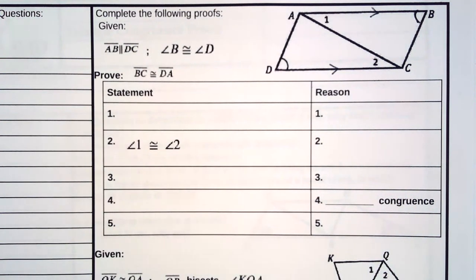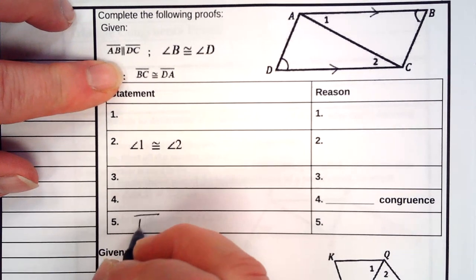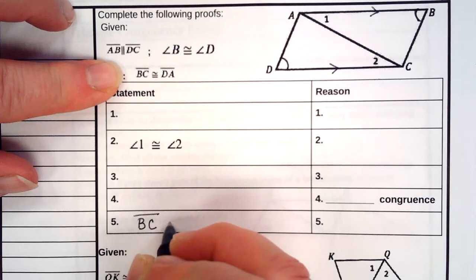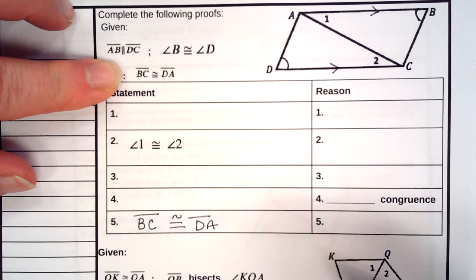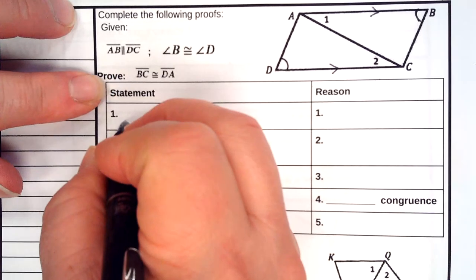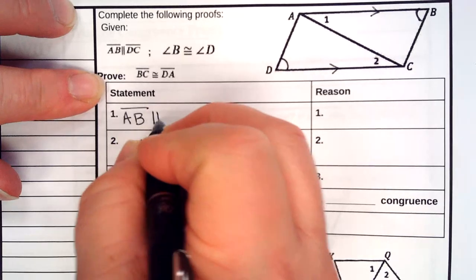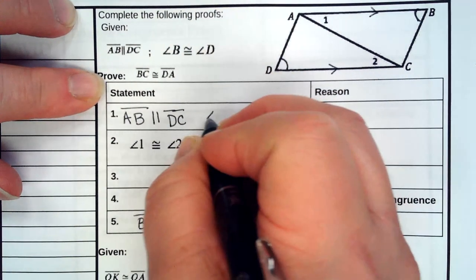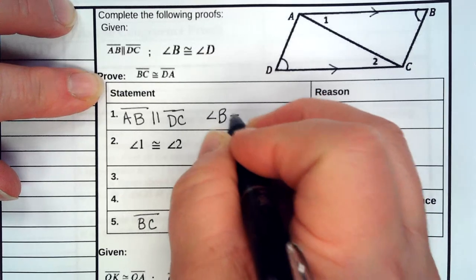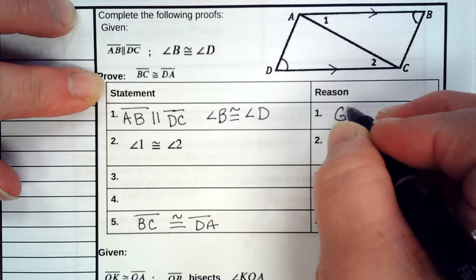Now, what else can we prove? What we want to show is that segment BC is congruent to segment DA. And we start with segment AB is parallel to segment DC. Angle B is congruent to angle D. That's your given information.